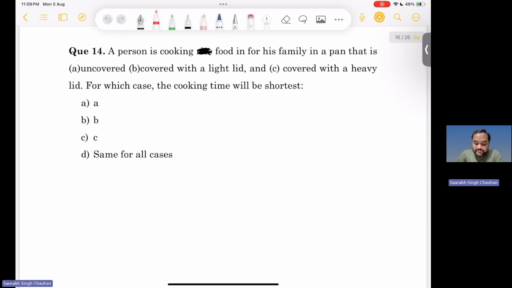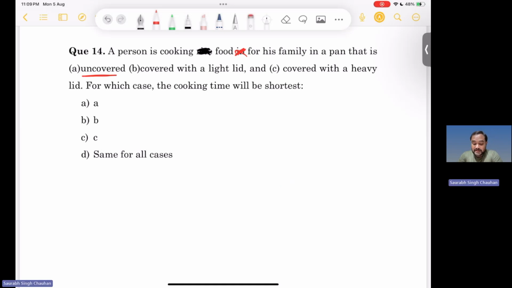Question number 14. It says that a person is cooking some food for his family in a pan. There are a few cases. Case number one is that the pan is uncovered. The second one is that the pan is covered with a light lid, and the last one is that the pan is covered with a heavy lid. For which case will the cooking time be shortest? So there are three cases.